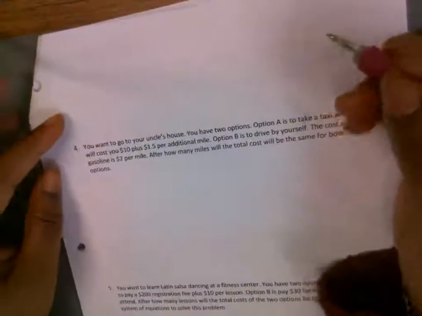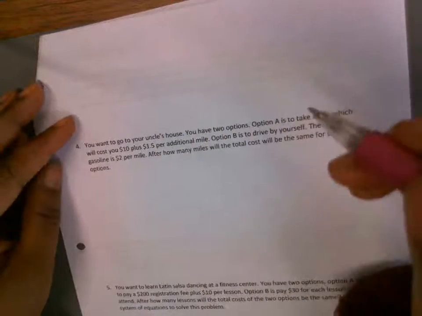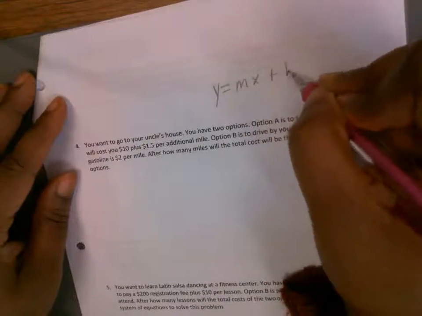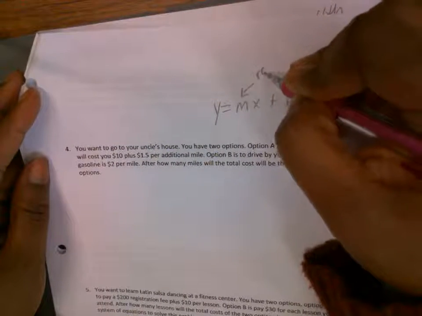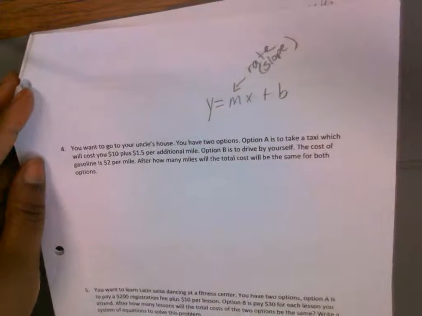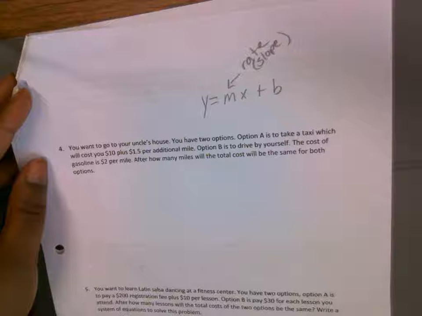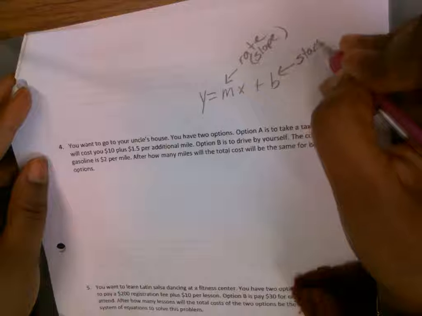Okay, so now I'm going to do number 4. Before I start number 4, remember we're writing linear equations. A linear equation graphs a straight line. When we write a linear equation, we use the slope-intercept form, y equals mx plus b, as explained earlier in the video. My m represents the rate. Another word for rate is slope. Yes, mx plus b. My b represents the starting amount.